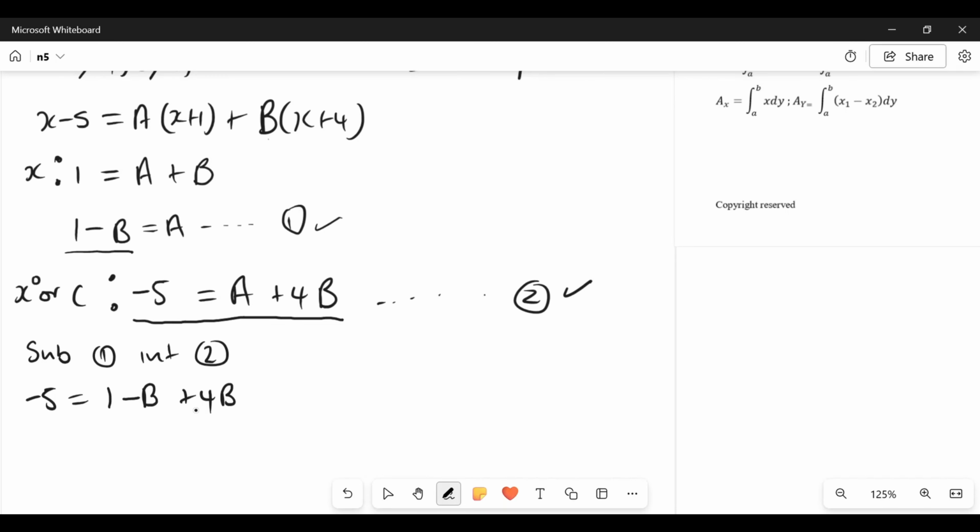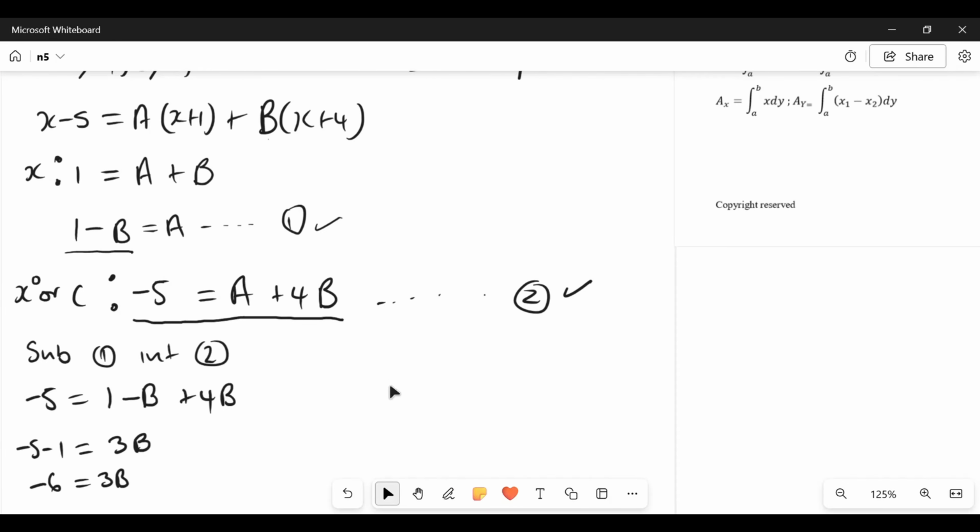And then from here, we can say negative b plus 4b is going to give us 3b. And then we transpose this 1 to the other side. So if you transpose this 1, this is going to be negative 5 minus 1, and then we're left with negative b plus 4b, which gives us 3b. There we go. Negative 5 minus 1, that's going to be negative 6, and then is equal to 3b.